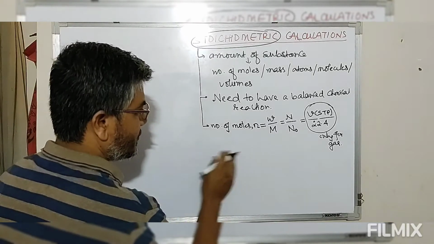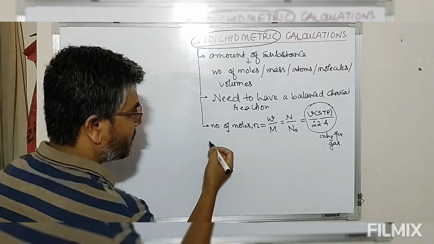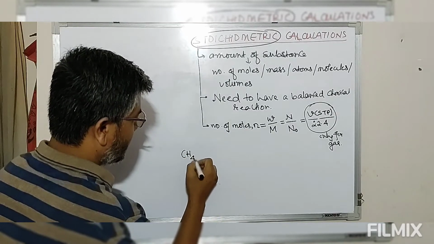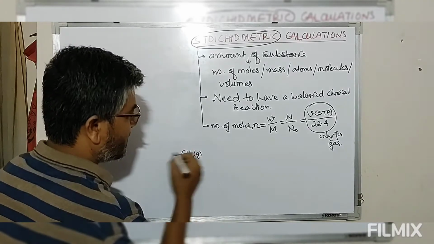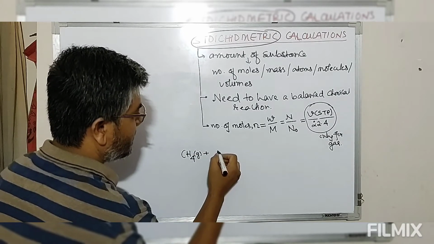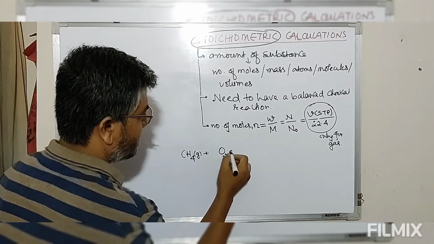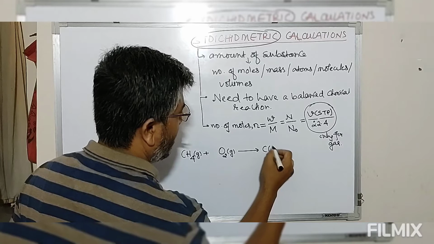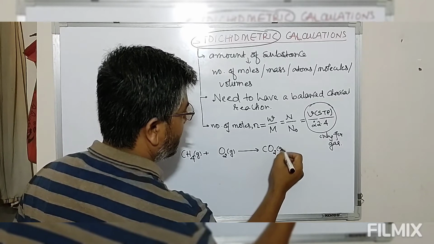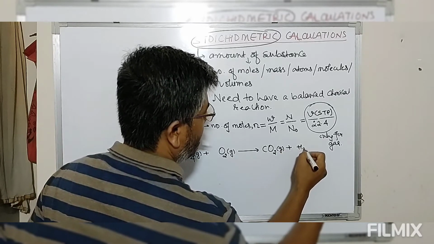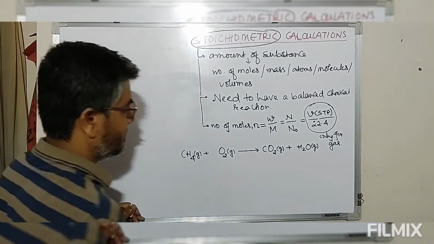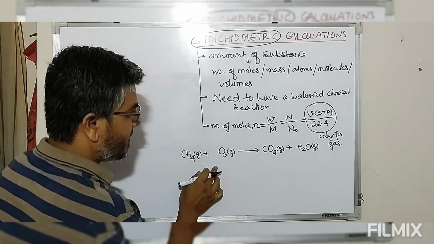Suppose we have this reaction: CH4 gas reacts with oxygen gas, which gives you carbon dioxide gas plus H2O. Suppose this is formed. So now we have to balance the reaction.